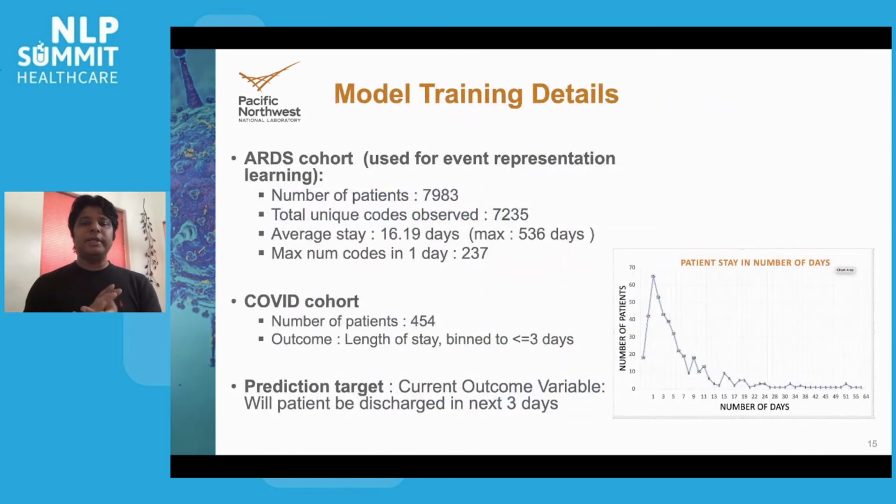So what you see is this. This slide is giving you the details about how we train the model. So first we do the pre-training on the ARDS cohort, and then we come to the COVID-19 cohort for the fine-tuning.